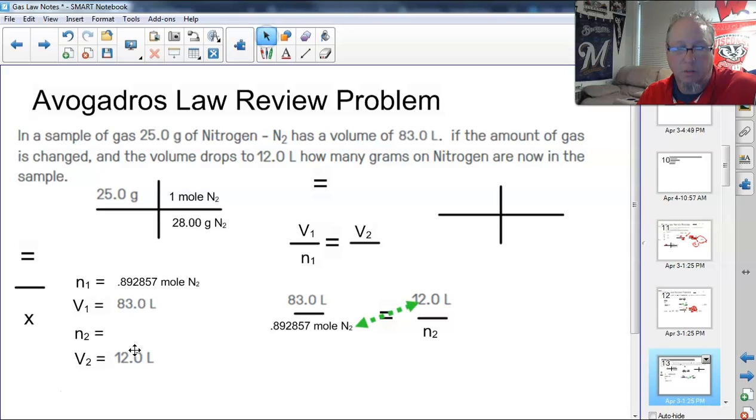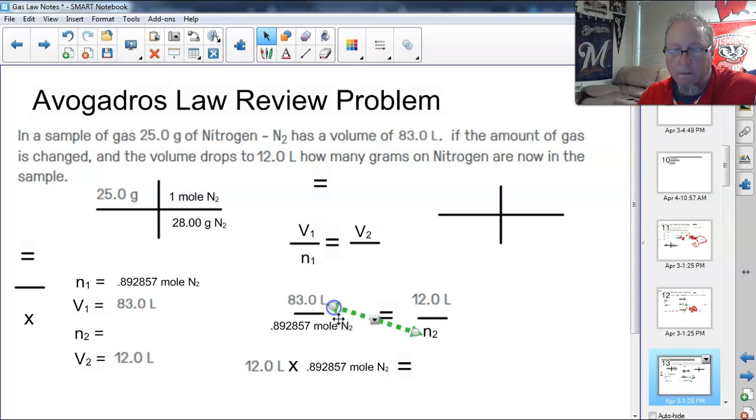So as I cross multiply, I'm going to take 12 times my number of moles, and that is going to be equal to, well, now I've got to cross multiply in the other direction, 83 times my N2. And once I do this, I'm just going to set it up very similar to the other problems that we've done now. Divide that.